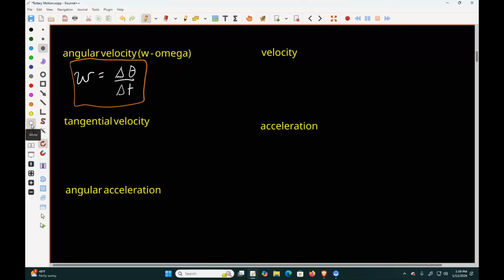Okay, tangential velocity, or the linear velocity at any instant along the circle. So if I were to draw a circle here, with a radius r, this velocity here will be the tangential velocity. And we have the angular velocity here. We're going to say that the velocity along the tangent is equal to the angular velocity times the radius.